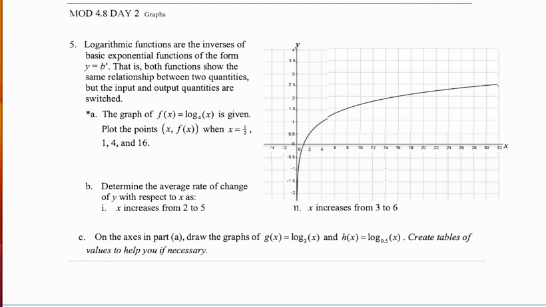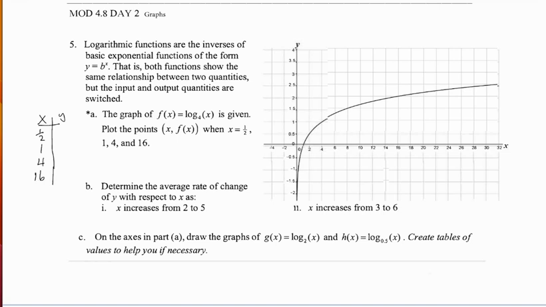It says logarithmic functions are the inverses of basic exponential functions of the form y equals b to the x. That is, both functions show the same relationships between two quantities, but the input and output quantities are switched. The graph of f of x equals log base 4 of x is given. So that's what this graph is. Plot the points when x is 1/2, 1, 4, and 16. So let's make a little chart over here on the side. And they want us to plug in 1/2, 1, 4, and 16.